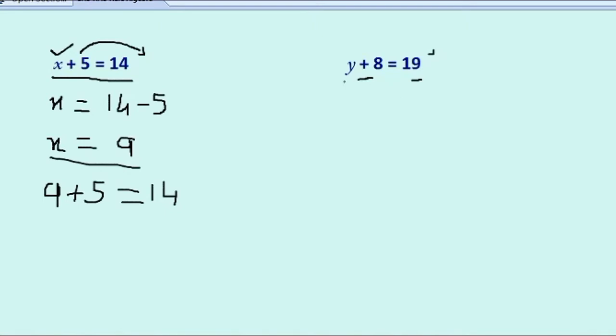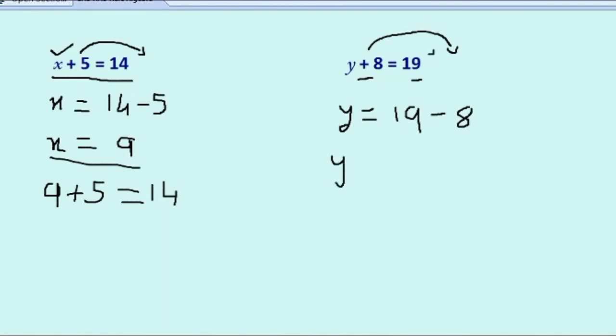Here there is a number y, and if you add 8 to it, it becomes 19. So what do we do? Keep y on one side, the left hand side, and 19 is on the RHS. Transfer this 8 to the RHS. This is plus 8, here it will become minus 8.